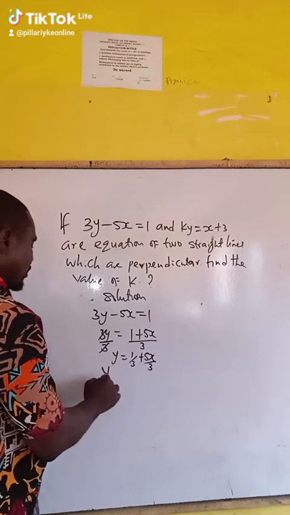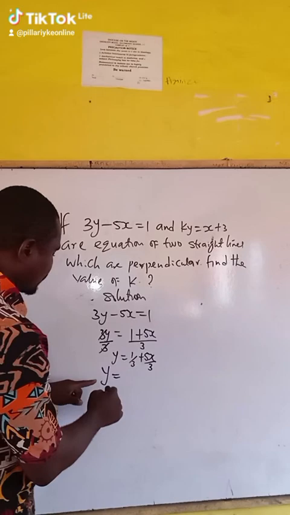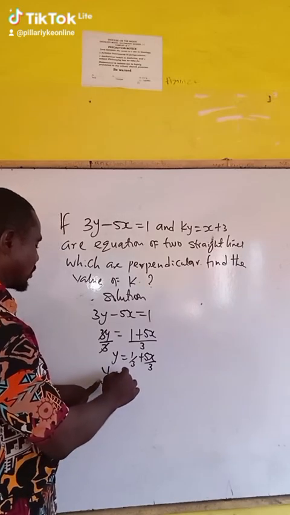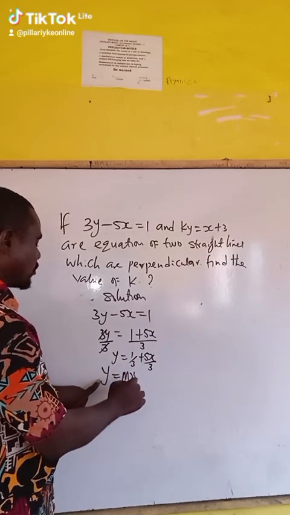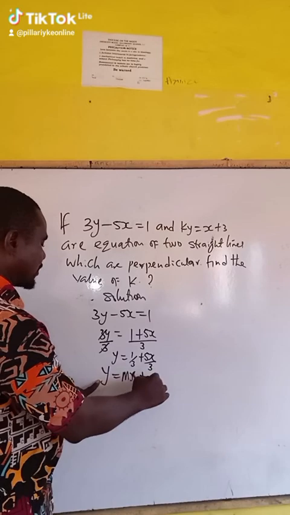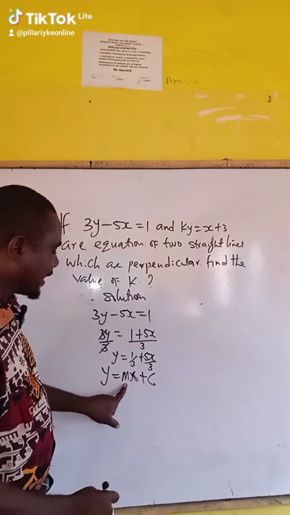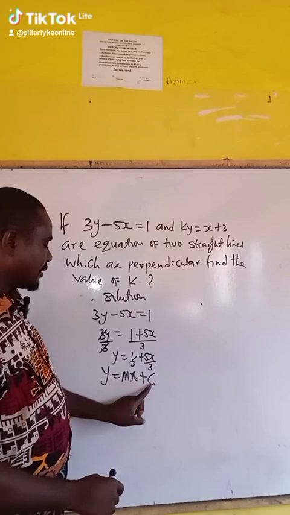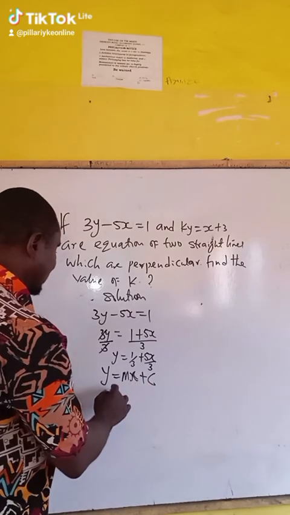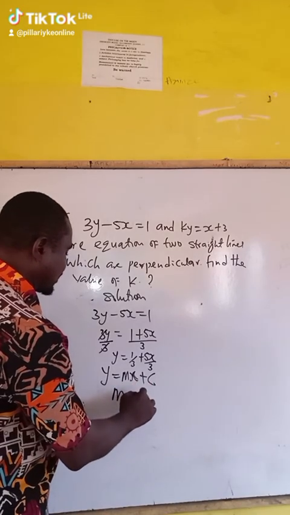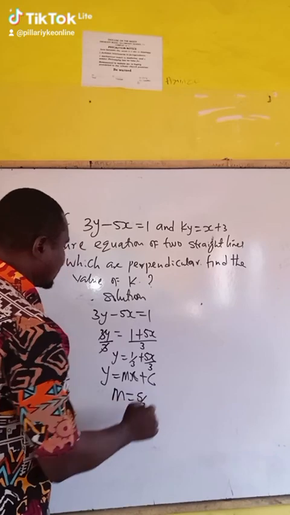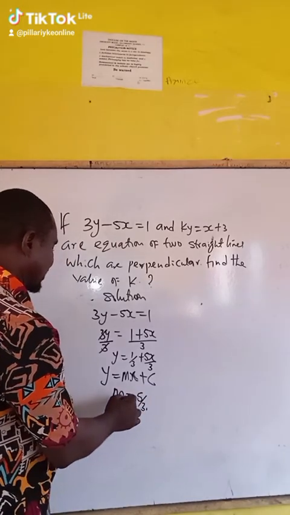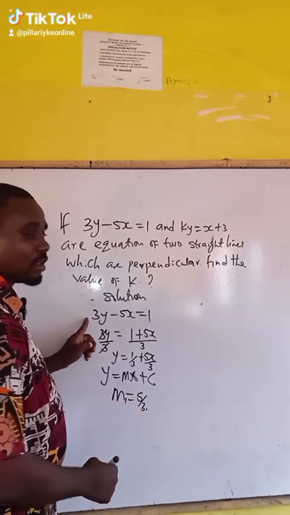Comparing it with the formula for the equation of a straight line, which is y equals mx plus c, where m is the gradient, that's the coefficient of x, and c is the constant. So the gradient here is 5 over 3. So we have 5 over 3 as the gradient for the first equation.